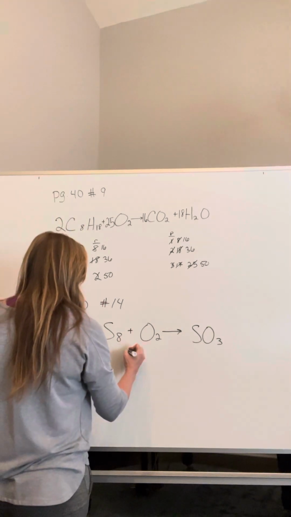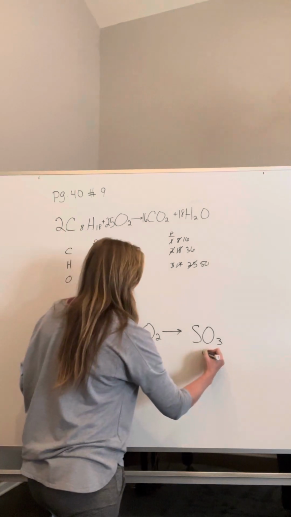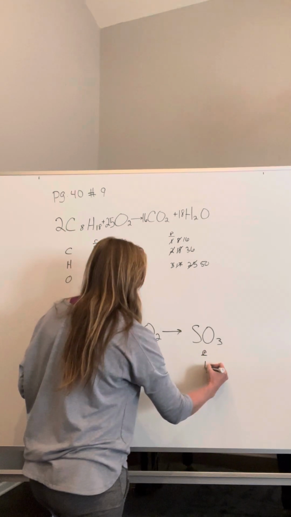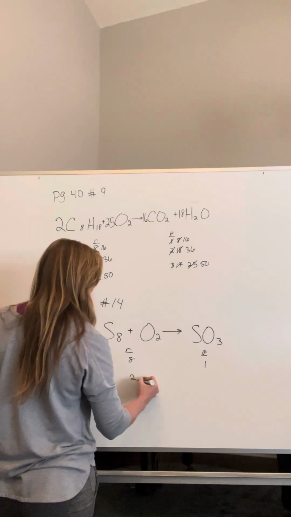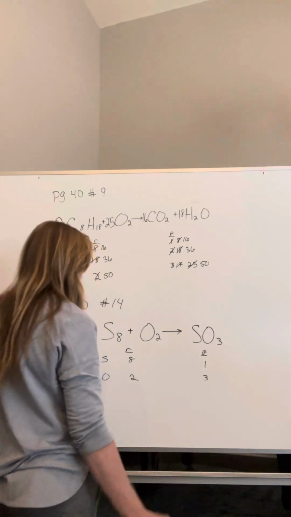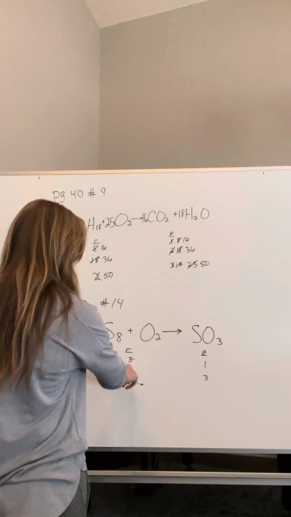So on my reactant side, I have sulfur. I've got 8 of them. On my product side, I have 1. On my reactants, oxygen, I have 2 of them. Then over here, I have 3. All right. So an easy thing to start off with, sulfur.